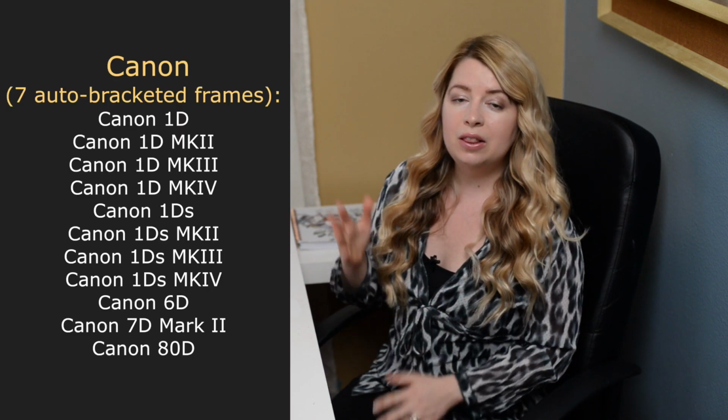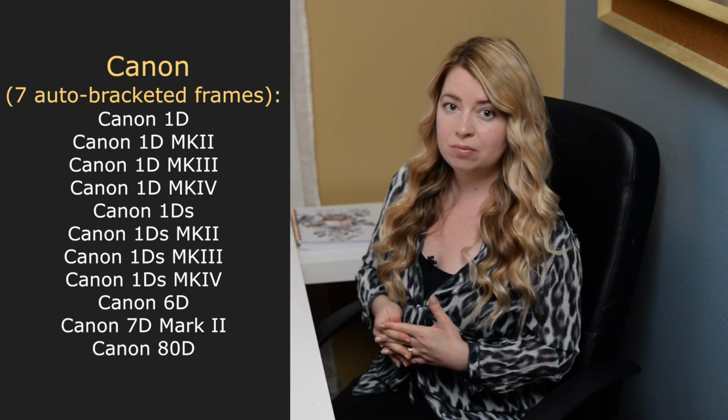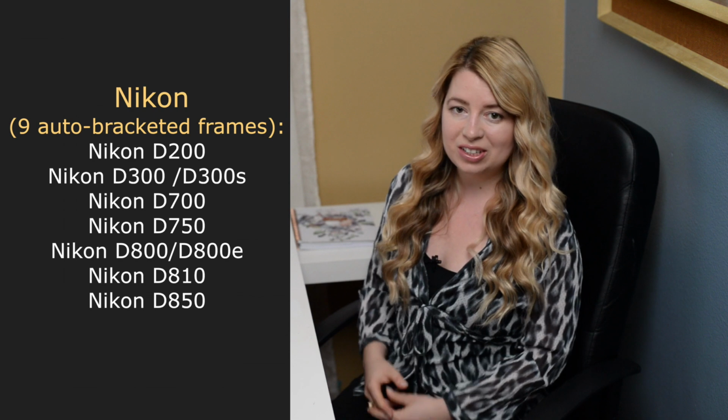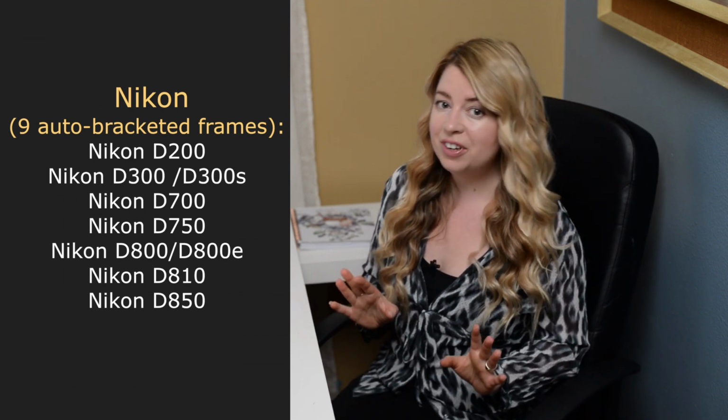When doing auto exposure bracketing, most of the cameras can shoot 3 images. Though there are some cameras which can even shoot 5, 7, or 9. And this is the list of Canon cameras which can shoot 7. And this is the list of Nikon cameras which can shoot even 9. As you can see, Nikon wins a little bit in this competition.